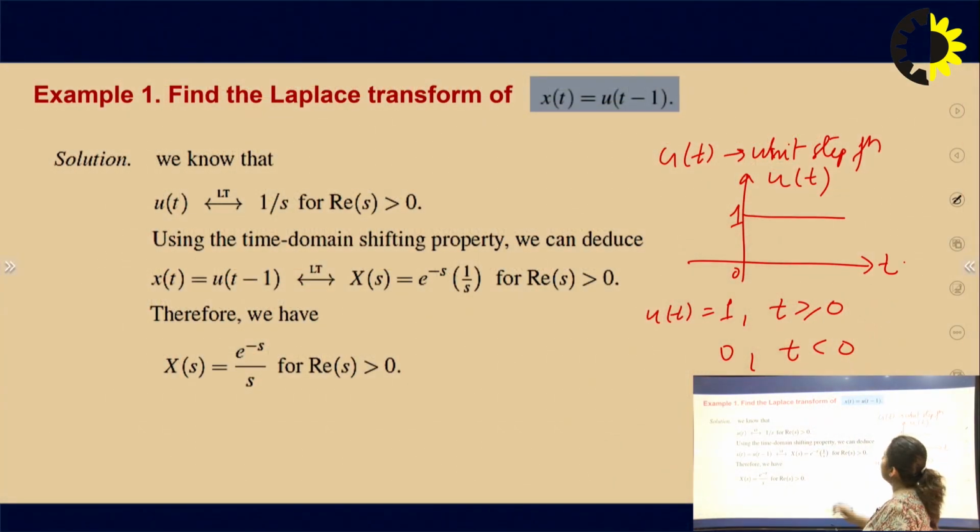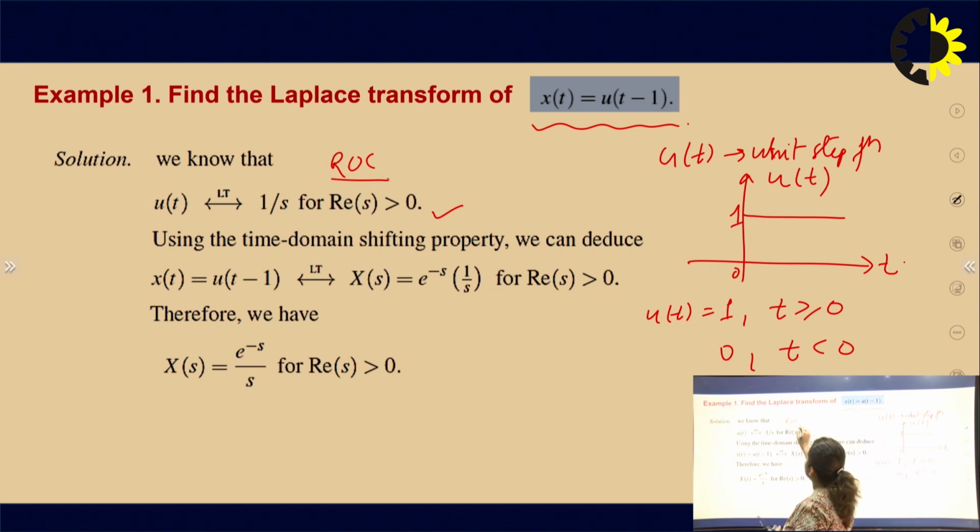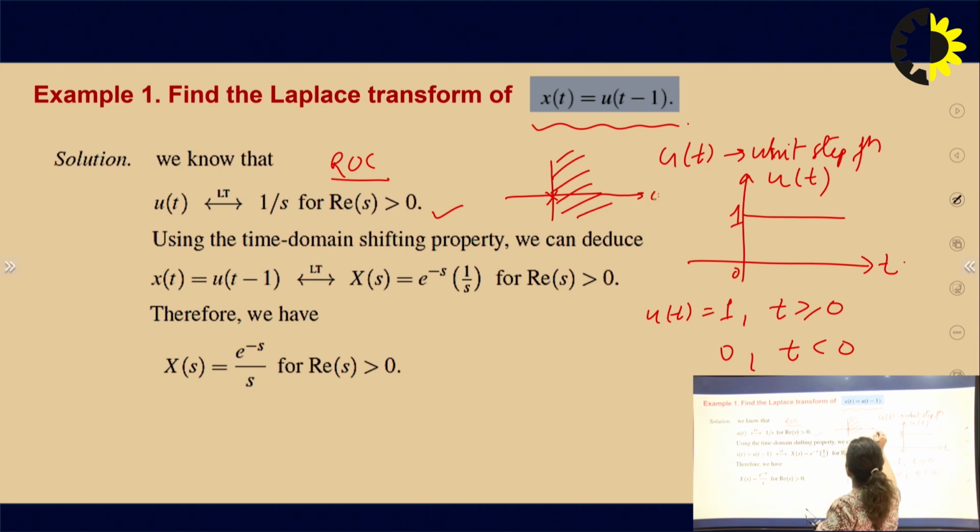If we want to find the Laplace transform of u(t minus 1), we know the Laplace transform of u(t) is 1 upon s, and the region of convergence, that is ROC, is real of s greater than 0, as there is one pole at s equal to 0. Because it's a right sided signal, the right side part will be the ROC. So this is sigma, this is j omega.